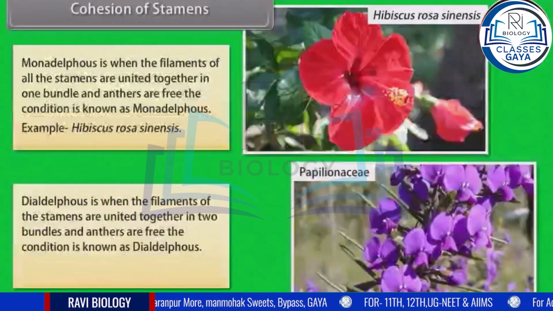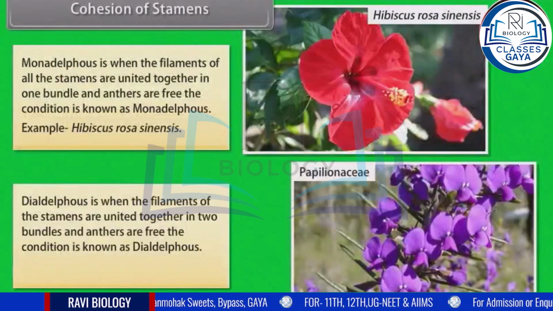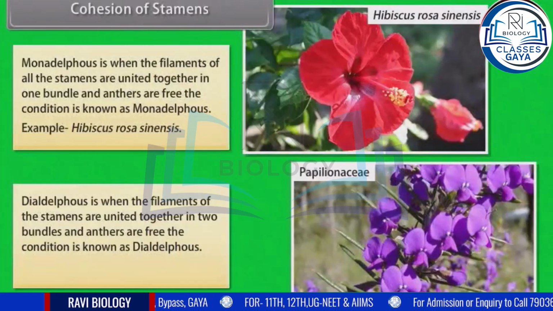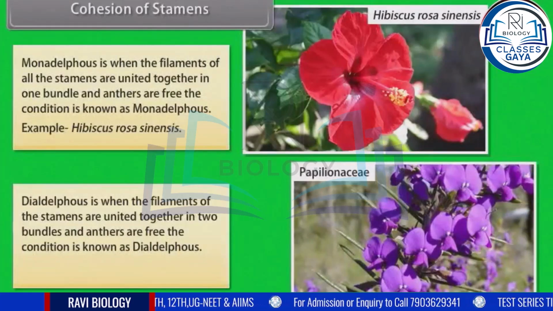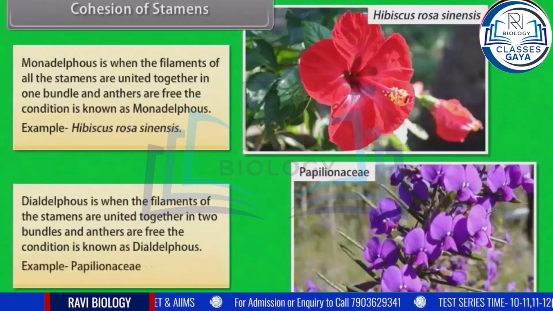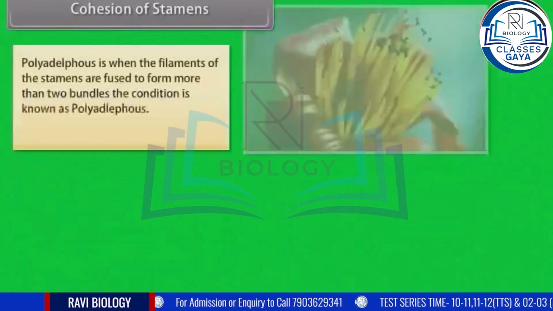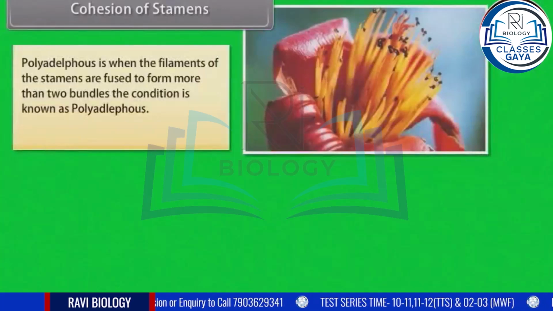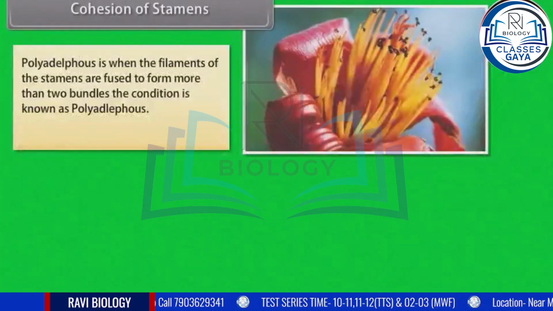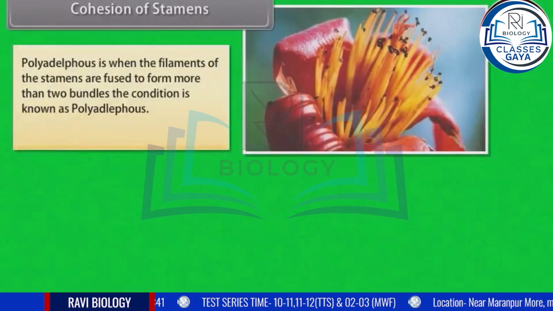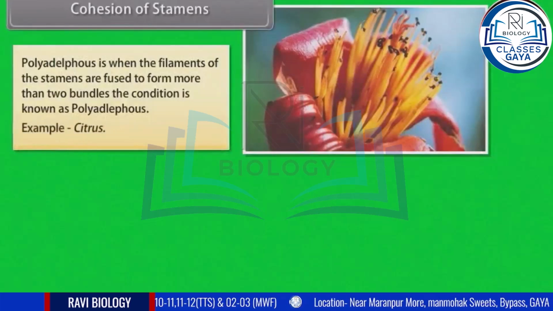Diadelphous is when the filaments of the stamens are united together in 2 bundles and anthers are free. The condition is known as diadelphous. Example, Papilionaceae. Polyadelphous is when the filaments of the stamens are fused to form more than 2 bundles. The condition is known as polyadelphous. Example, citrus.